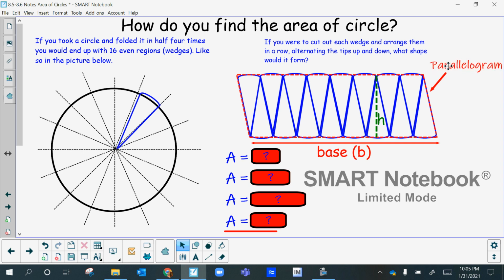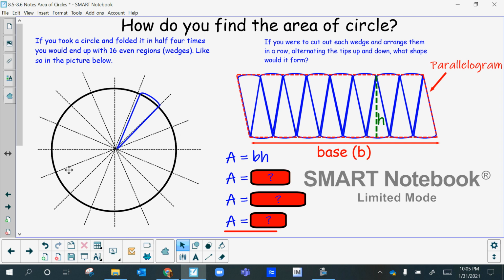Okay. So we already did area of a parallelogram. So what would be the area of all these wedges, which is the area of this circle? So let's do base times height. So base times height is area of a parallelogram. Well, what is this base represented as? Okay, it's represented as all these arcs right here. So think of every arc right here, all of these arcs. What is that put together?